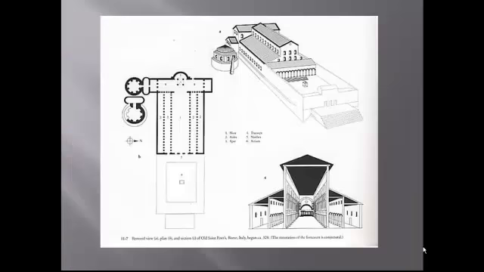Now we get into some architecture. So these are images of old St. Peter's of Rome, the original church before the current major central church of the Catholic Church was built.